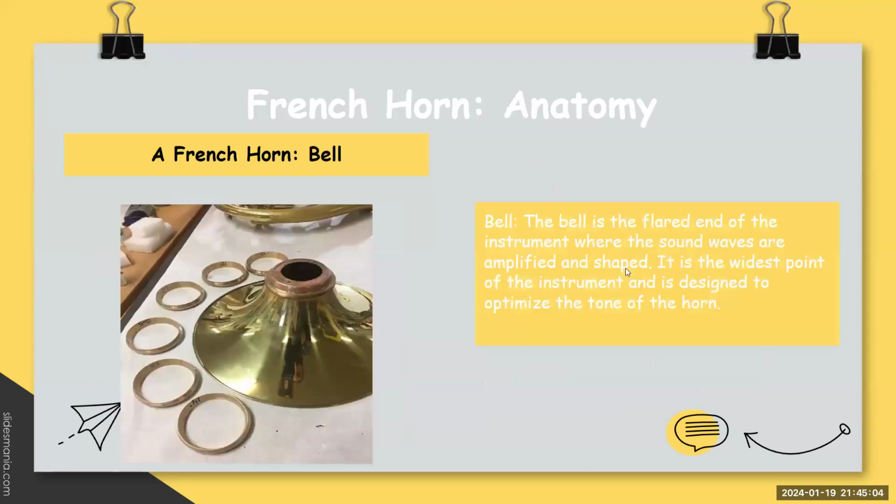And at last is the bell, which is at the end of the French horn. The bell is a flared end where the instrument's sound waves are amplified and shaped. It's the widest point of the instrument and it's designed to optimize the tone of the horn.